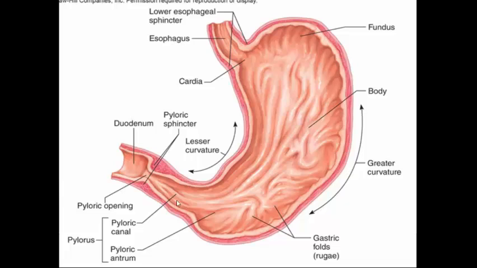See, the pylorus is the last part here. And at the very end, the part that controls what leaves the stomach and enters the first part of the small intestine is the pyloric sphincter here. And this will be the first part of the small intestine, the duodenum.